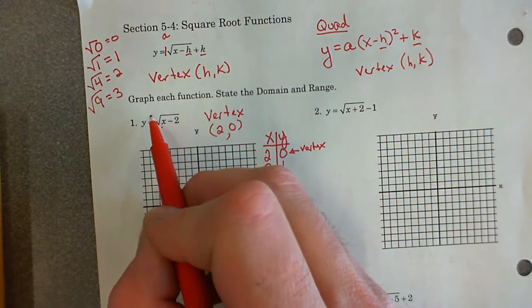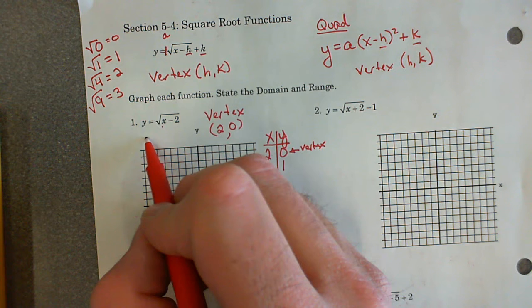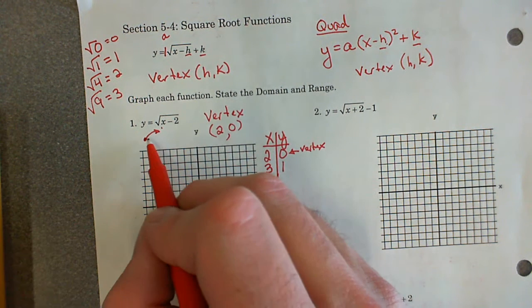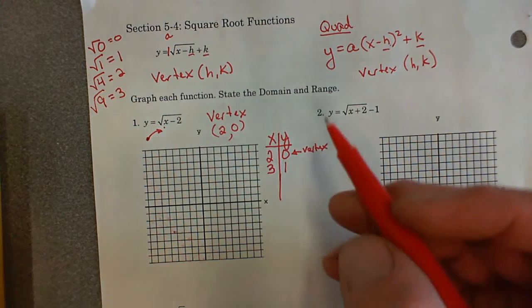Notice on this one there is no plus or minus in front of that square root. So this one, we're going to have a point, and then it's going to be going up. We're not going to have the bottom part of this sideways parabola. We're only going to have the upward part.